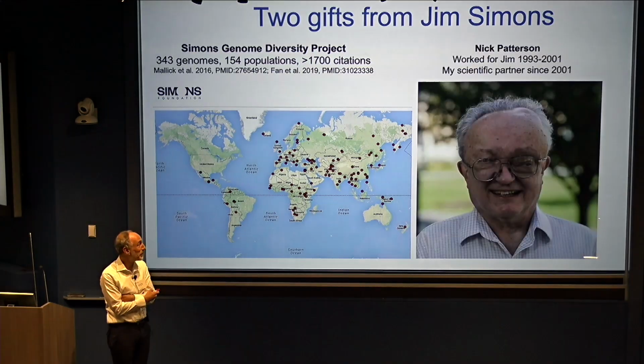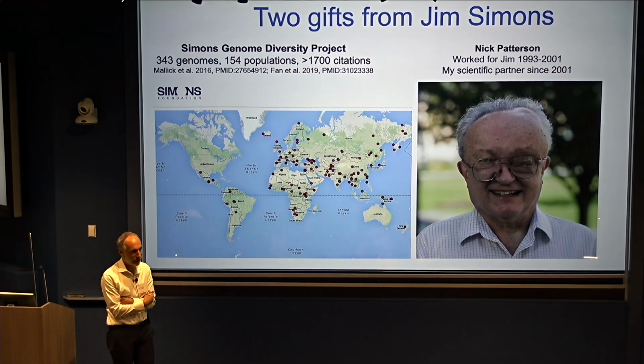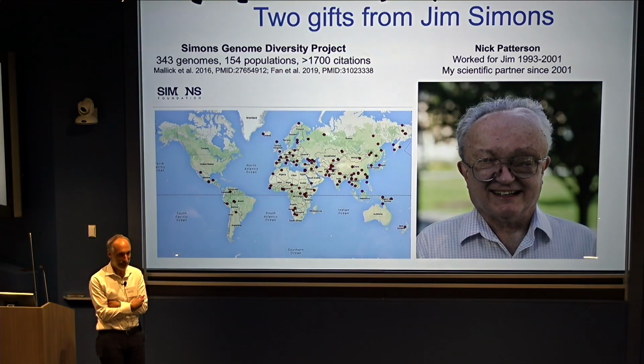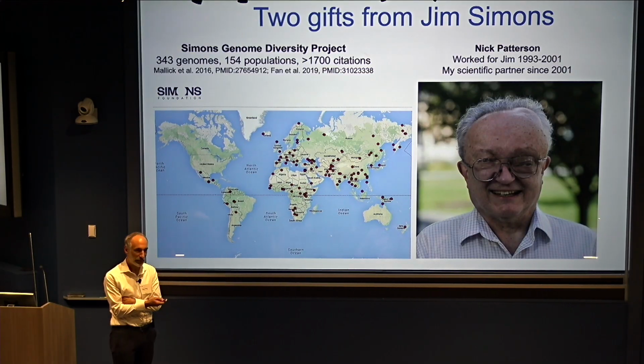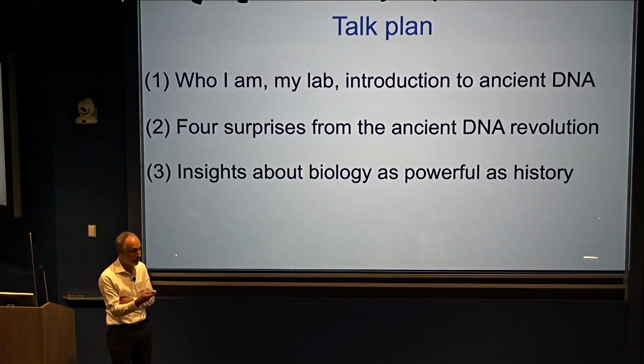And the second is Nick Patterson. So Nick Patterson's my scientific partner for the last 25 years. I met him in 2001, and he's a mathematician. I don't know where my work ends and his begins. And he worked for Jim from 1993 to 2001 before moving to biology, and worked also in cryptography and at IDA before that.